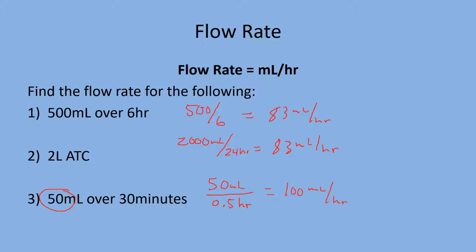All right, so the pharmacy will put flow rate on the labels of IVs. However, when the nurse administers the IVs, they're going to use drip rates because they can't wait around an hour to see if the flow is correct, but they can wait around about a minute. So drip rate will be in drops per minute.